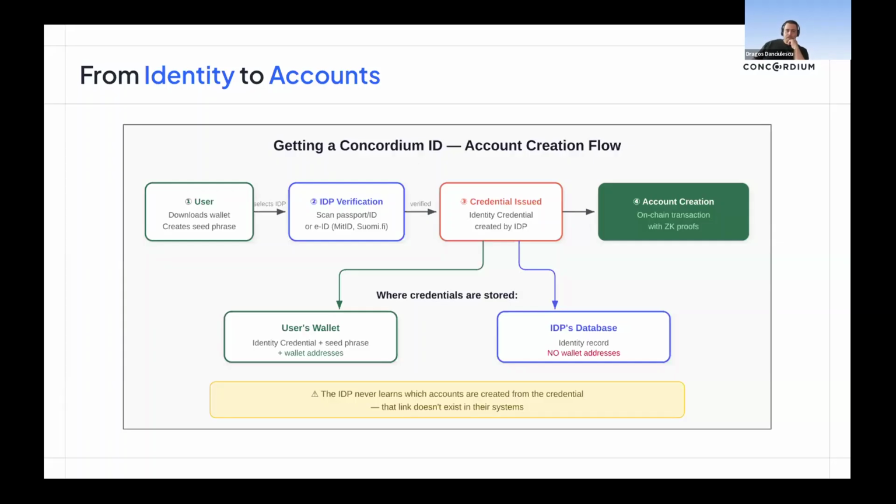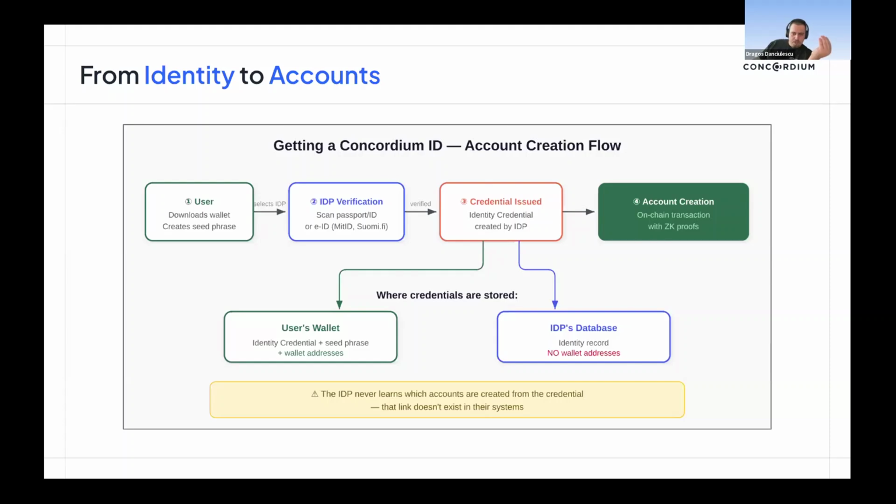This is a diagram that explains going from an identity to accounts. You have the user that first gets the wallet, then you go into IDP verification, a credential will be issued, and at the end, account creation will happen through an on-chain transaction with zero knowledge proofs.